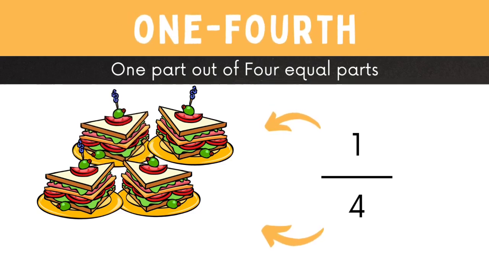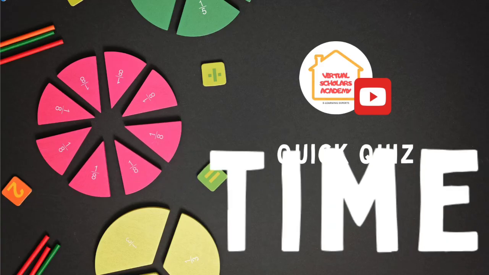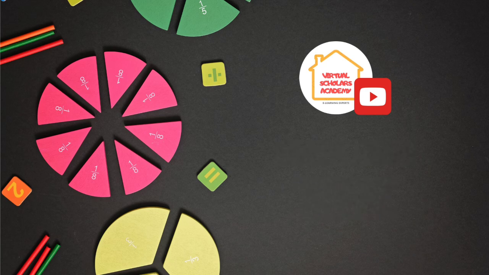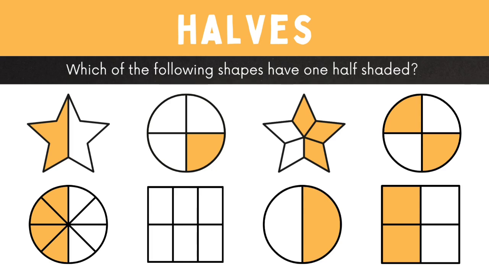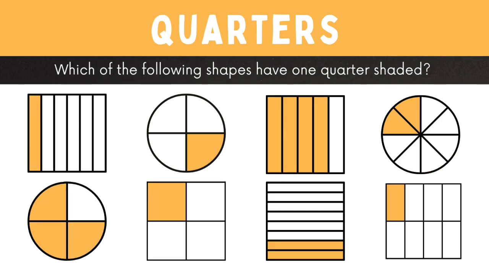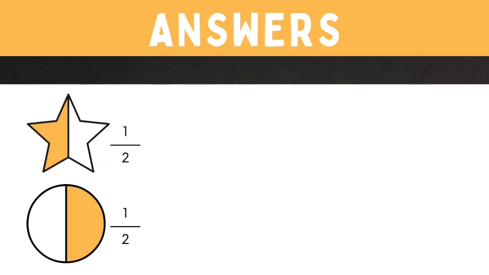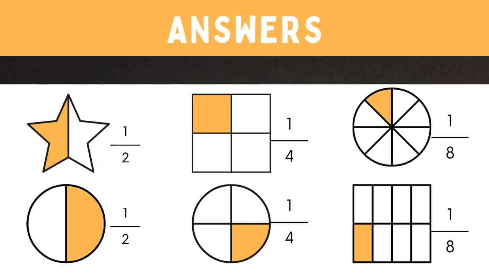Now let's play a quick game. I'll show you some shapes divided into parts. You guess the fraction. Ready? Here's the first one. Here's the second one. Here's the third one. If you guessed 1/2, 1/4 and 1/8, you're correct.